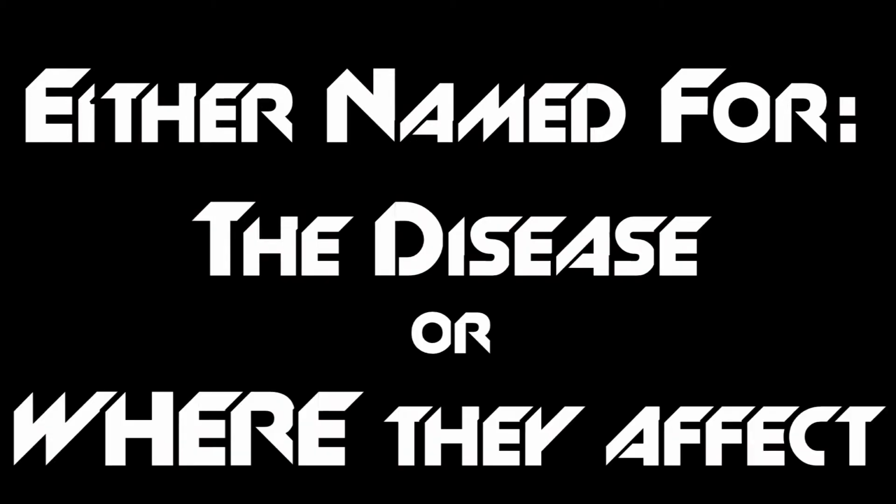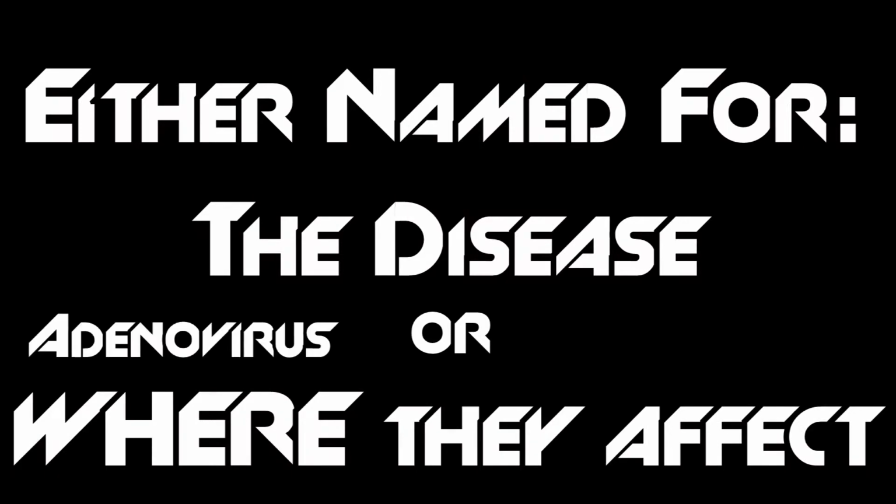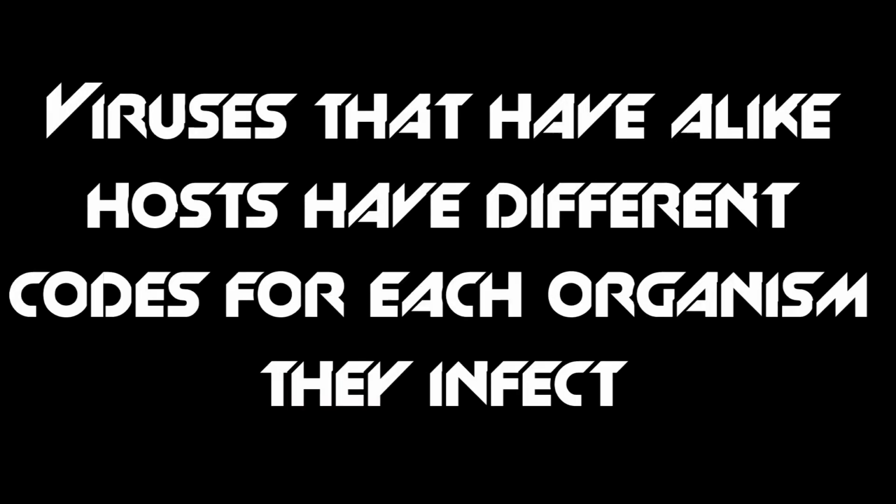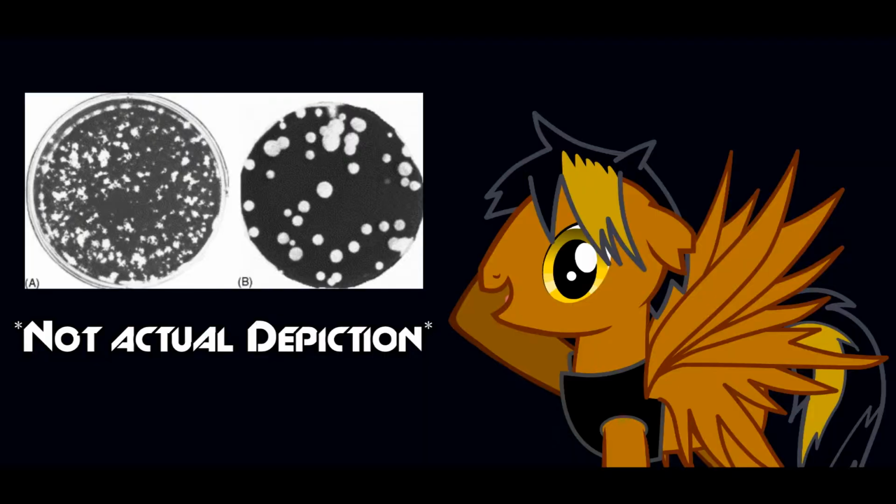Others are named for the place which they affect, like the adenovirus, which affects the adenoid tissues in the back of the throat. Bacteriophage is a specific type of virus that only infects bacteria. Different code numbers are used to differentiate several viruses that infect alike hosts. The T4 are bacteriophage that infect the E.